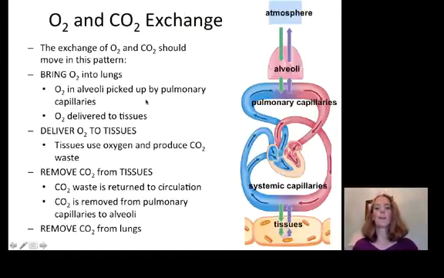So it should go in this pattern. We want to bring oxygen into the lungs, then down into the alveoli. We want the oxygen in the alveoli to diffuse into the pulmonary capillaries. From there, it will get pumped through the heart and through the systemic circuit for the oxygen to get delivered to the tissues. From there, the tissues are going to use the oxygen in the process of cellular respiration and produce carbon dioxide waste. The carbon dioxide waste then should diffuse into the blood and get carried through the circulation, through the heart, and back to the lungs, where the lungs can remove carbon dioxide.